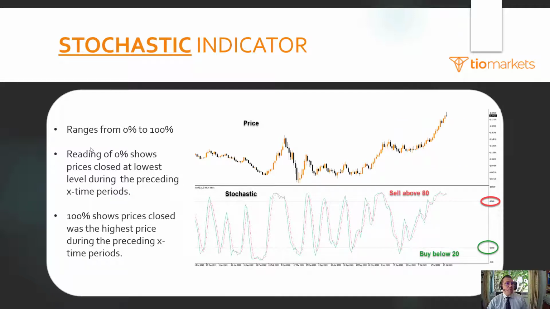A reading of 0 shows that prices closed at the lowest level during a preceding time period, let's say in this case daily. And a reading of 100% shows prices closed at their highest price during a particular period.